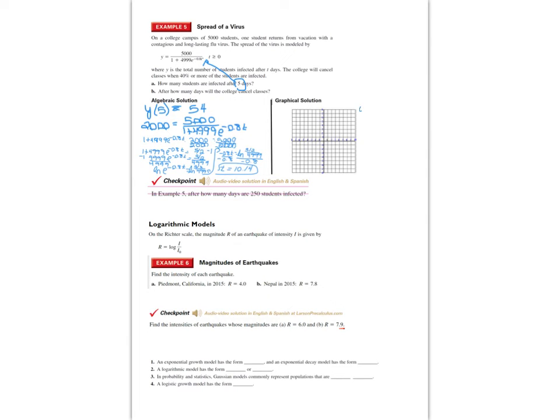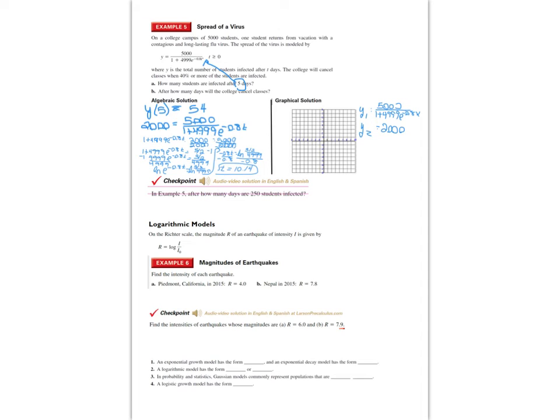For the graphing portion, just graph them. So y1 is going to be 5,000 over 1 plus 4999 e to the negative 0.8x. y2 would be 2,000. And see where they intersect, and you get the exact same answer.